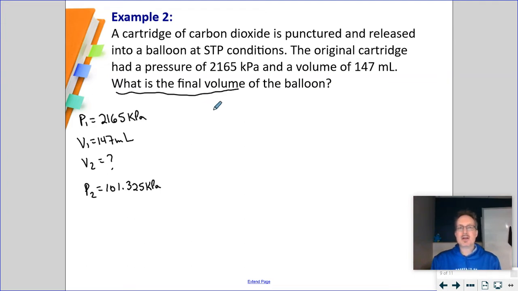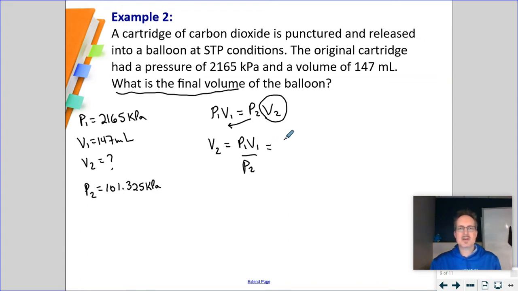So for the first mark, I'm going to write down the memorized formula. P1V1 equals P2V2. On this question, we are trying to find V2. So to get V2 by itself, we're going to move P2 to the bottom. So V2 equals P1V1 over P2. One mark for having the original and the moved around formula.